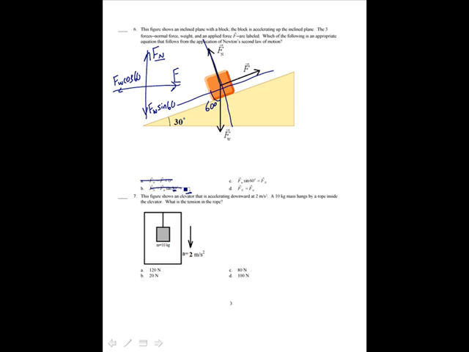F_W sine 60 is equal to F_N. Alright, there's our winner. We see that these forces are equal and opposite. So they're equal in that way. And then F_N is equal to F_W? That's not true. So the answer for number 6 is C.